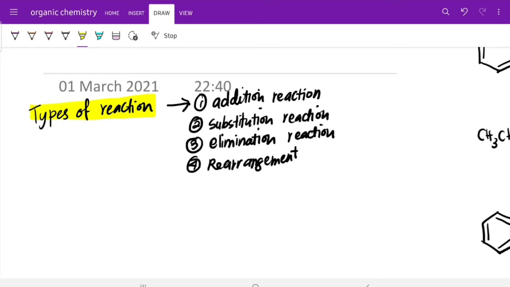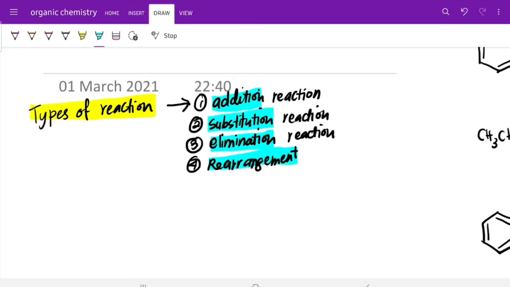In this video, I'm going to explain the different types of chemical reactions involving organic compounds. There are four main reactions: addition reaction, substitution reaction, elimination and rearrangement. For each of these cases, I'm going to give you a few examples for you to understand these types of reaction better.